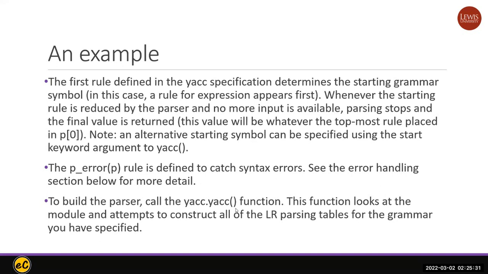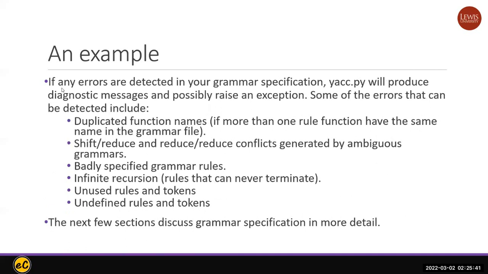To build a parser, you call yacc.yacc(). The function looks at the module and attempts to construct an LR parsing table for the grammar you specify. Any error detected in your grammar specification, yacc.py will produce diagnostic messages and raise an exception. Some of the errors that can be detected include duplicate function names, shift/reduce errors, badly specified grammar rules, and infinite recursion, for example left recursion. But here we have an LR grammar, so it won't happen. Also undefined rules or tokens.